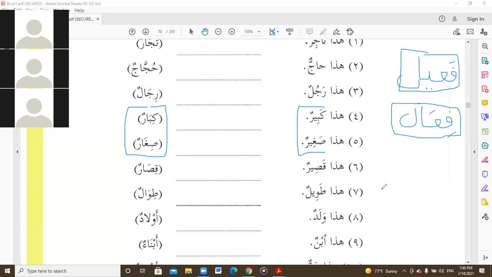هذا كثير. هؤلاء كثار. Oh, look at that. I didn't even notice that the next 2 examples completely fit the pattern we just discussed. Excellent. So again, qasir, meaning short, qisar.